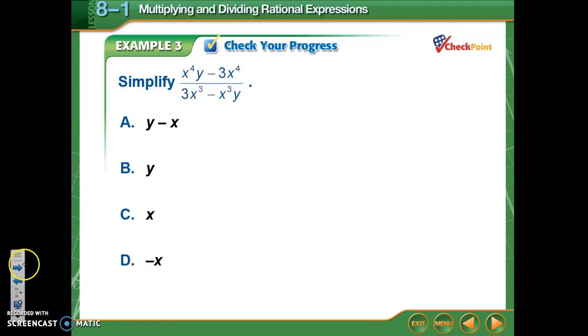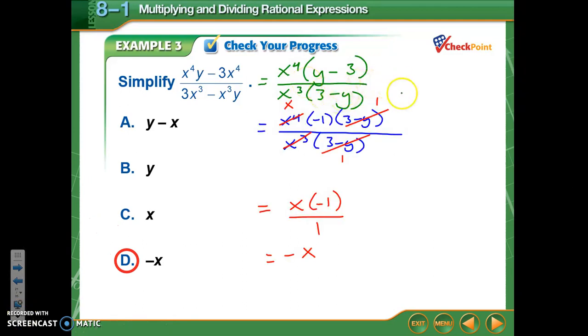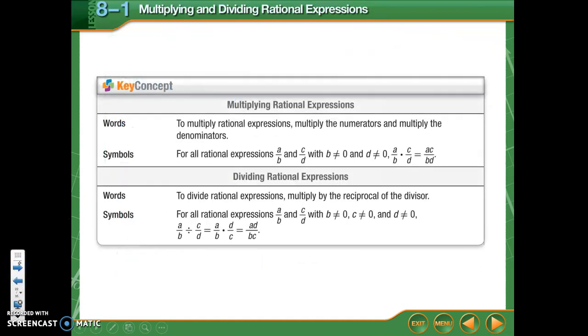So you guys try the same thing here, please, in this check your progress. All right, you should have gotten negative x. I'll show you the work here. There is the work for the factoring and how you would get to that answer.